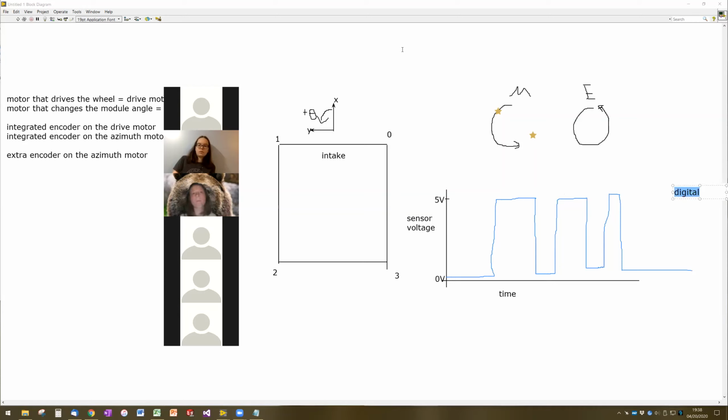The other option is an analog sensor, which uses an analog signal. And those sensors store their information as the actual voltage. So the value being output by the sensor at any given time is its actual voltage. So here 0 volts means something, 2 volts means something, 4 volts means something, 5 volts means something else. Okay, so that is analog.